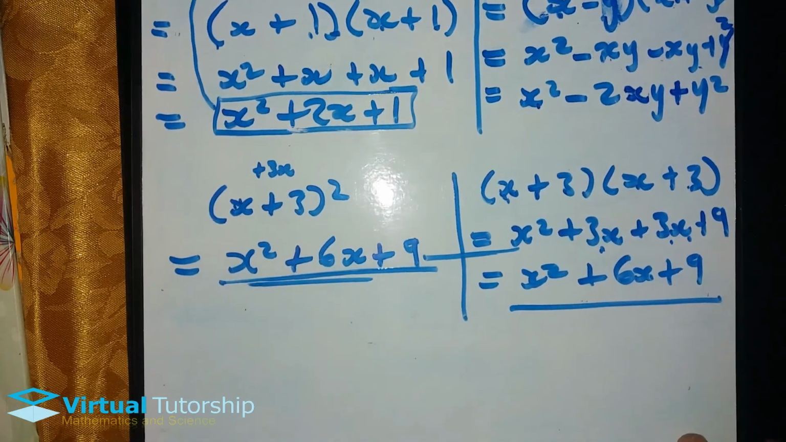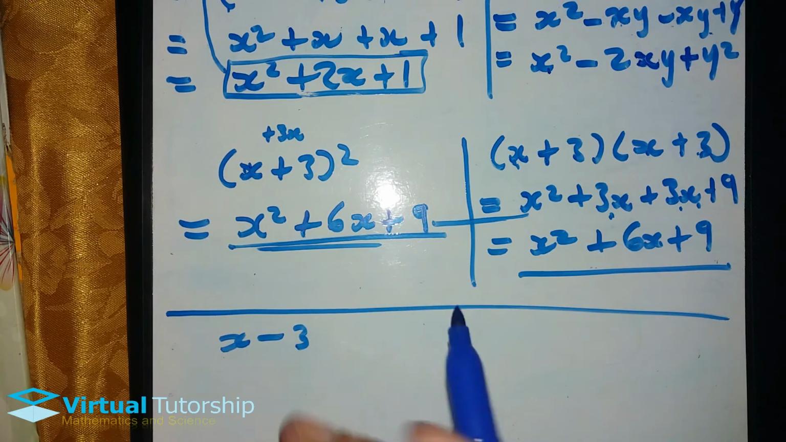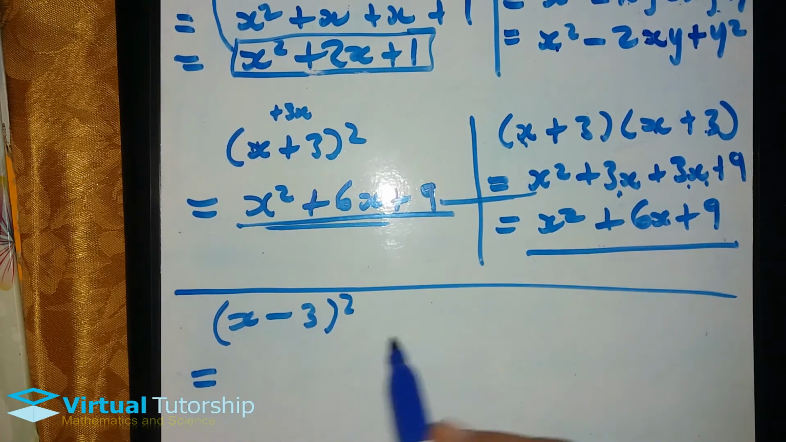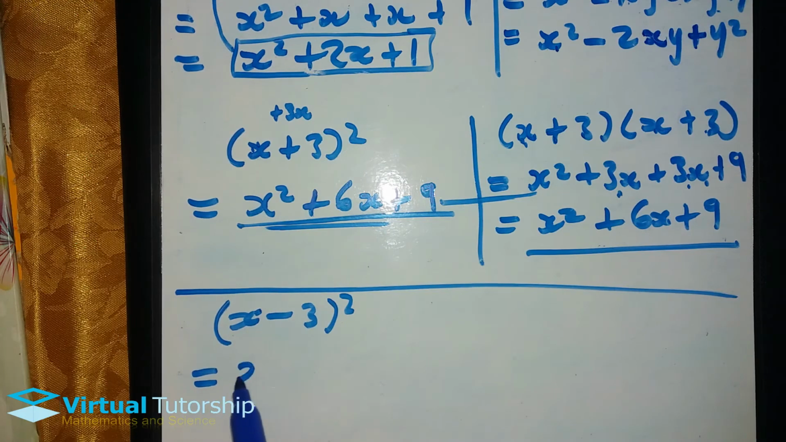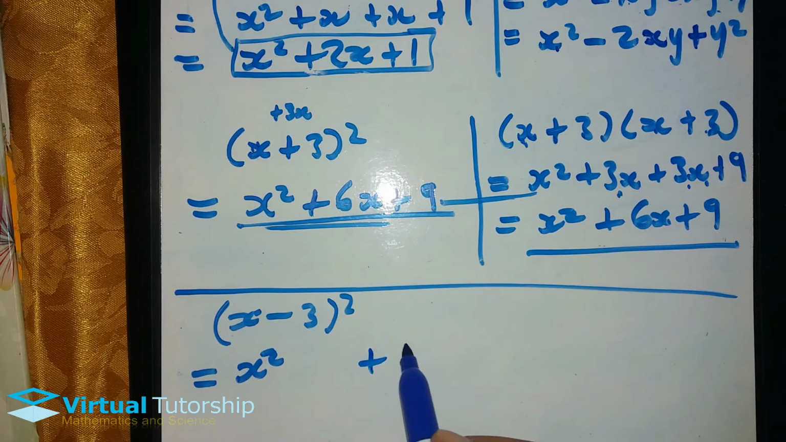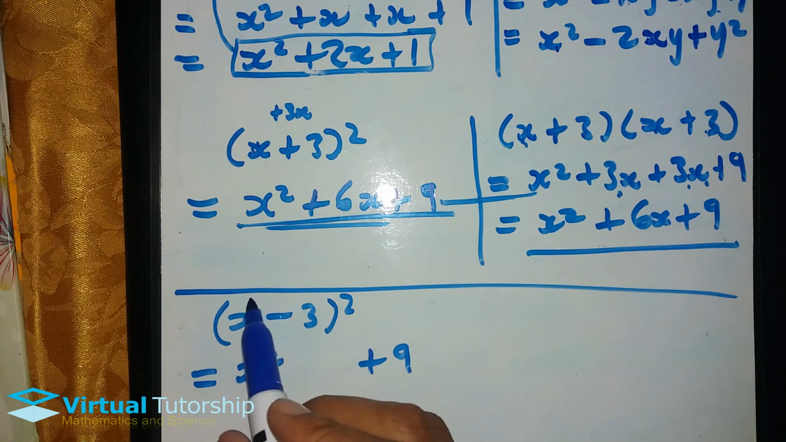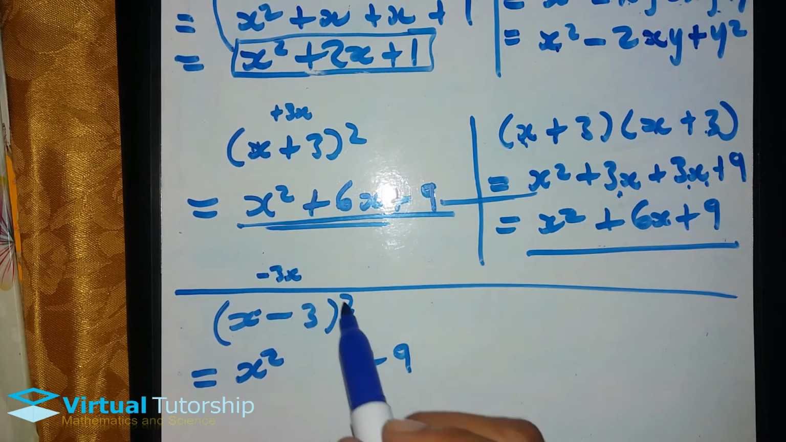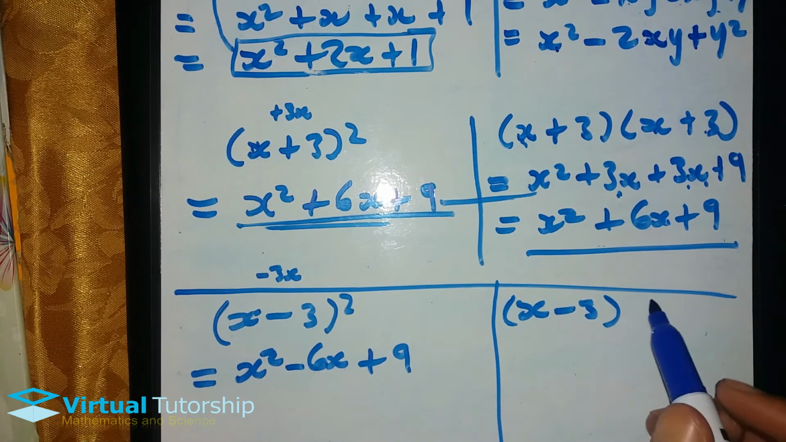Let's take the last one: x minus 3 squared. The first term: using the technique, x times x gives x squared. The last term: minus 3 times minus 3 gives a positive 9. A negative times a negative gives a positive, and 3 times 3 gives 9. The middle term: x times minus 3 gives minus 3x, and 2 times minus 3x gives minus 6x. Using a distributive property, do we get the same answer or not?